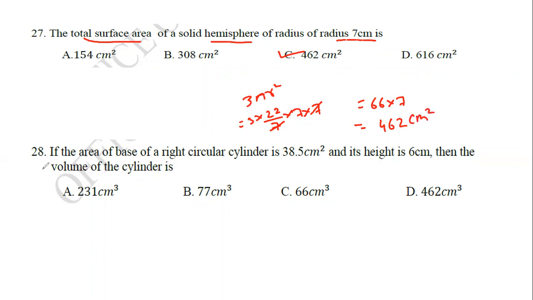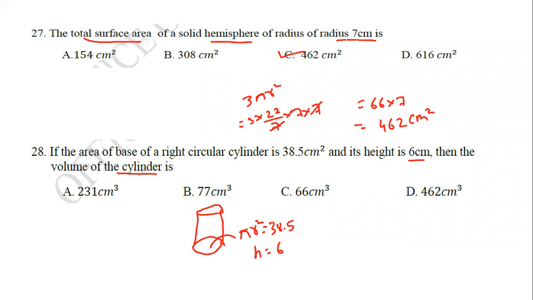Next, 28th question. If the area of the base of a right circular cylinder is 38.5 centimeter square and its height is 6 centimeter, then the volume of the cylinder is dash. Your cylinder is there. The given area of the base, so this is the base. Base is in the shape of a circle. What is the area of the circle? Area of the circle is pi r square. The given area of the base is 38.5, so pi r square equals 38.5. And height is equal to 6.